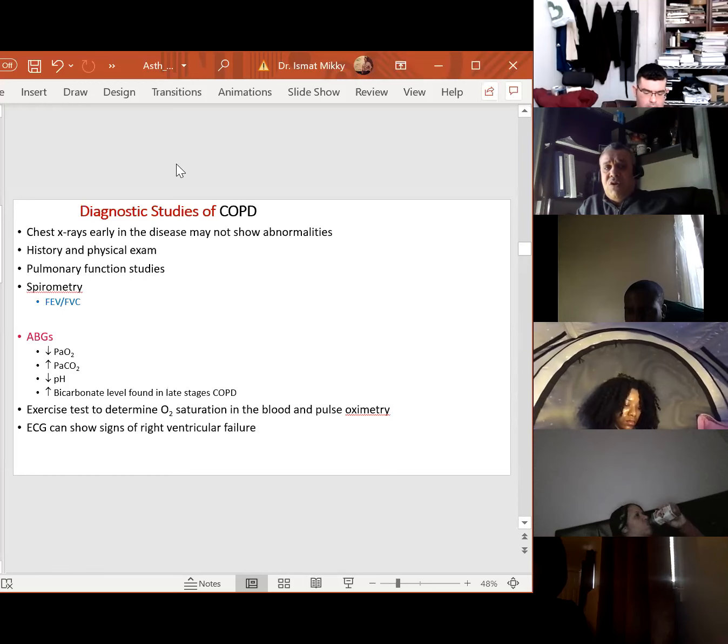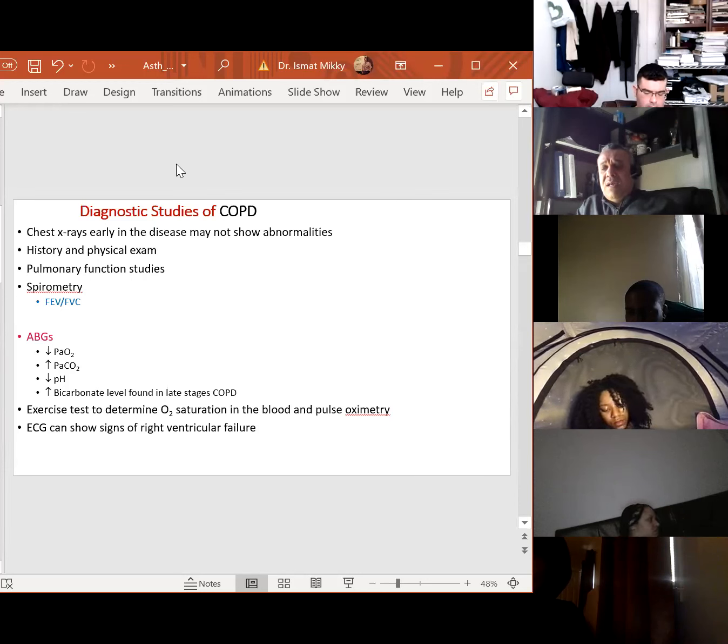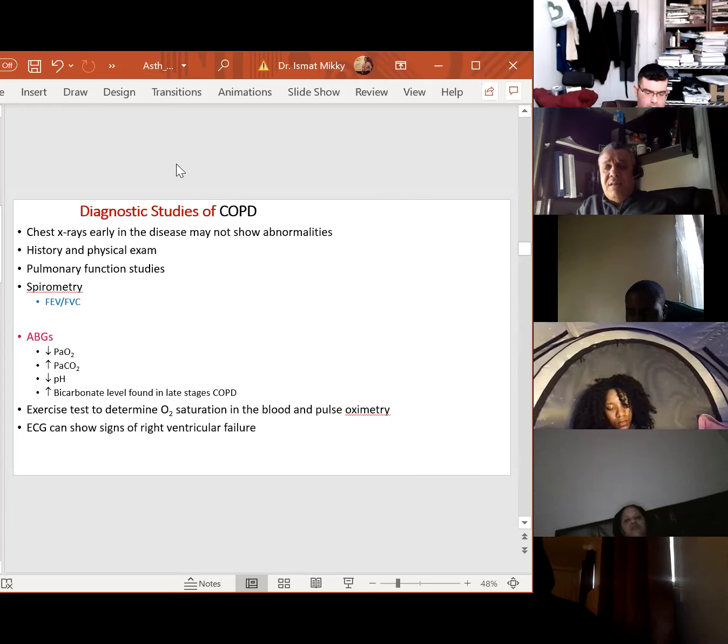So the ratio of FEV1 over the FVC will be reduced, but they would have increased residual volume and total lung capacity. The total lung capacity and the residual volume both increased, but this ratio will be decreased.